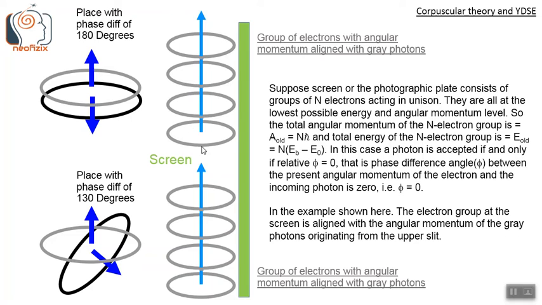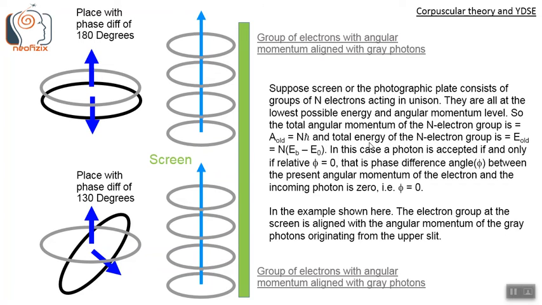That is like shown by these gray rings here and the gray rings here. So these are a bunch of n electrons which are at the screen, and they are the ones which will interact with these impinging photons. So they are all at the lowest possible energy and angular momentum level. All the electrons in this group of n electrons are at the lowest angular momentum and lowest energy level.